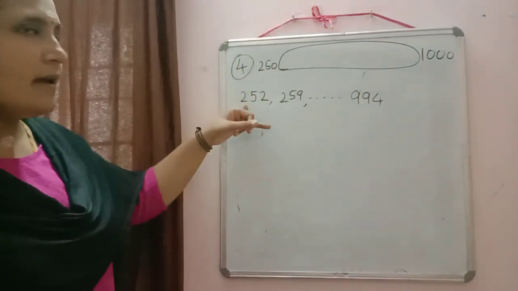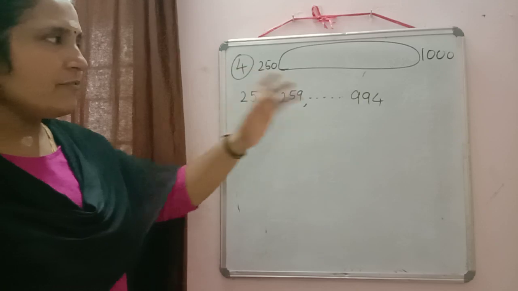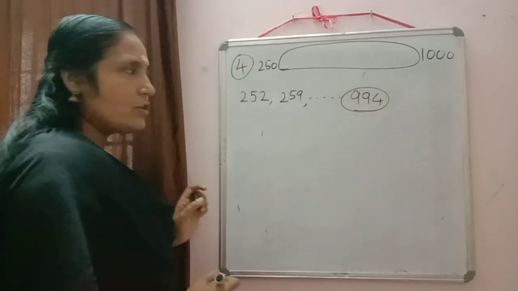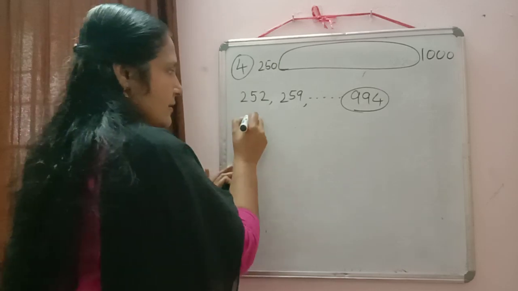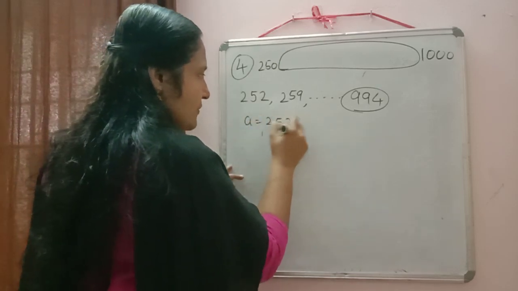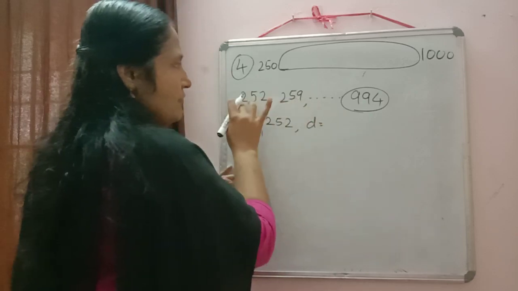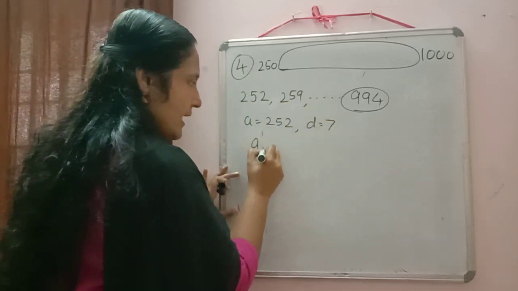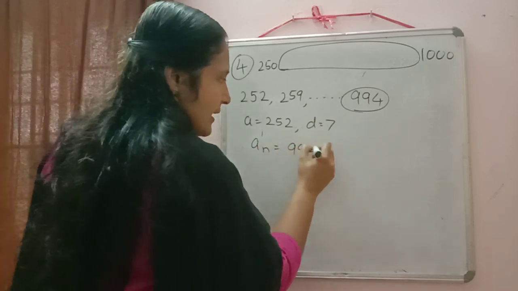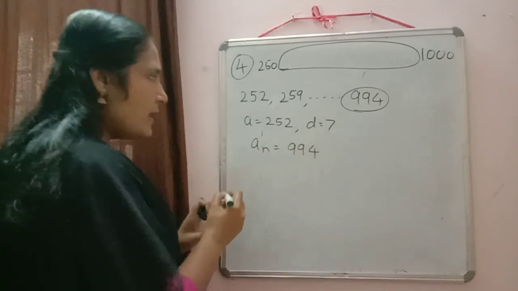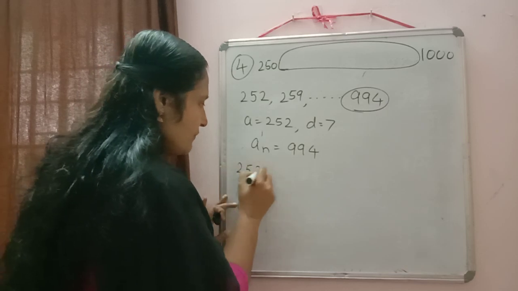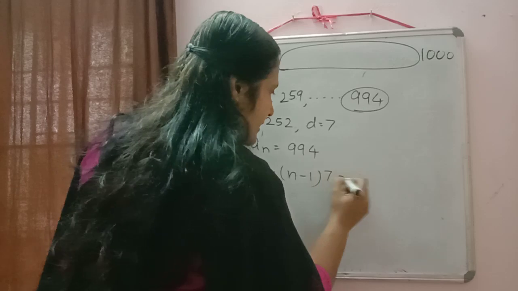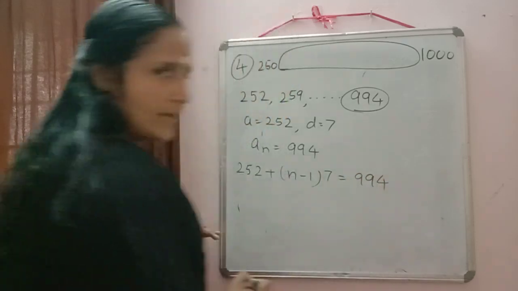So we have a, d also we have, n only we don't have. So using this information, we can calculate the value of n. So a is equal to 252. d is equal to 259 minus 252, so that is 7. And we have an is equal to 994. Use the formula a plus n minus 1 into d. So 252 plus n minus 1 into 7 is equal to 994.